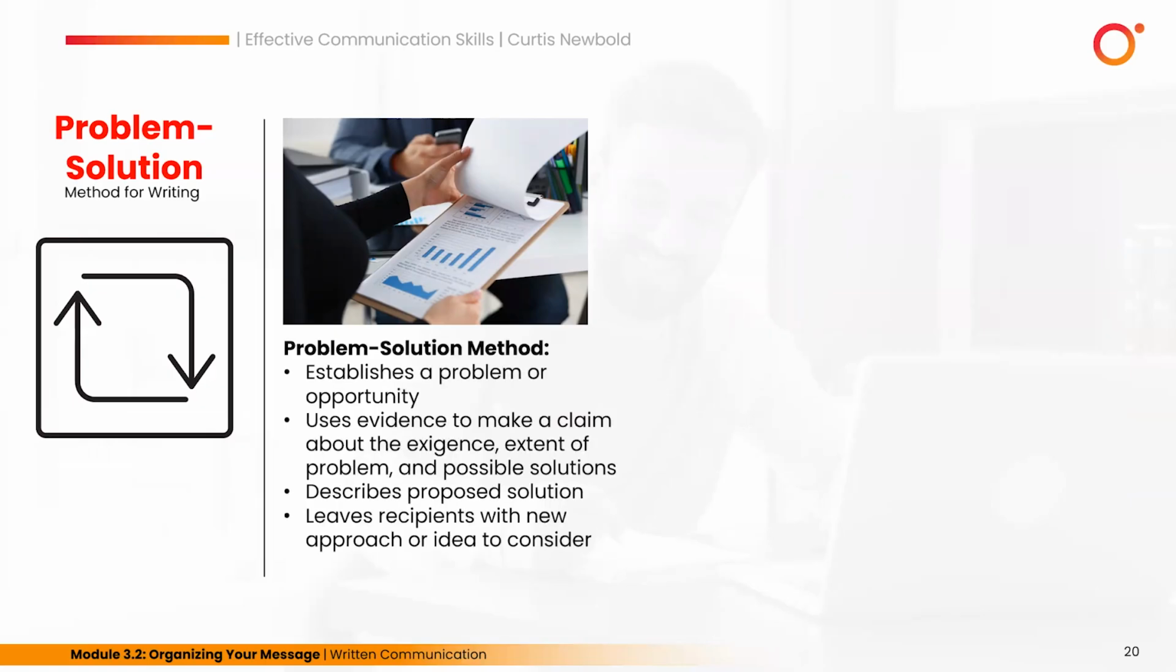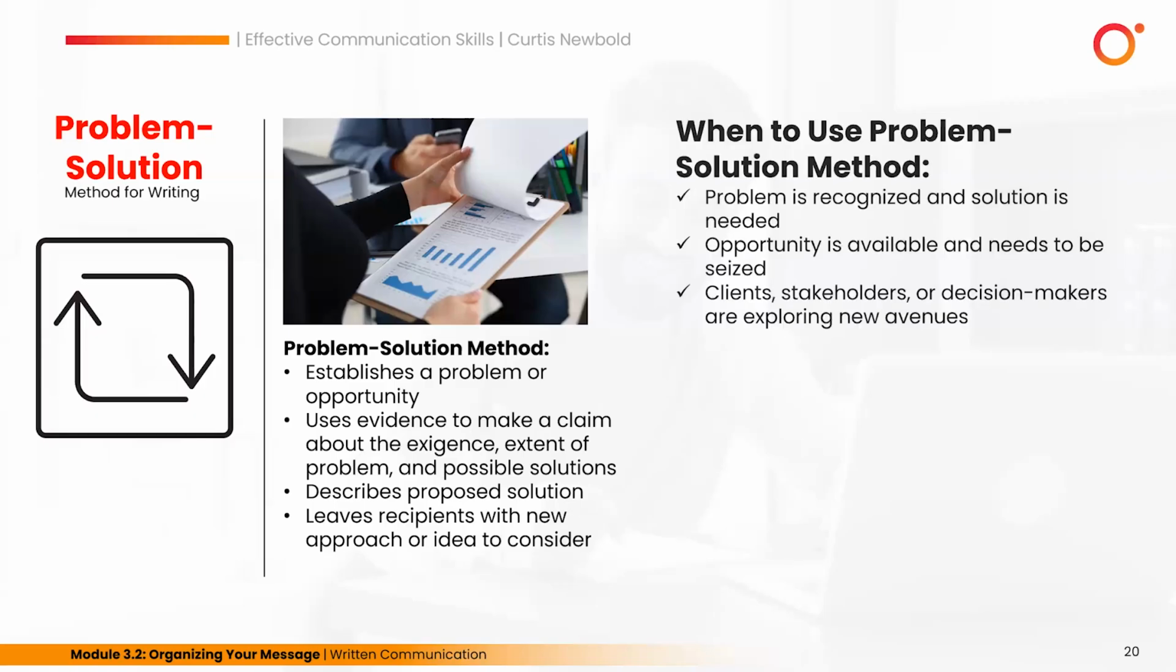So the problem solution method establishes a problem or an opportunity. There's something that we can take advantage of. It uses evidence to make a claim about the exigence, which is the extent of the problem and the possible solutions. The exigence is kind of the urgency or the need for doing this. It describes a possible solution and leaves recipients with a new approach or ideas to consider.